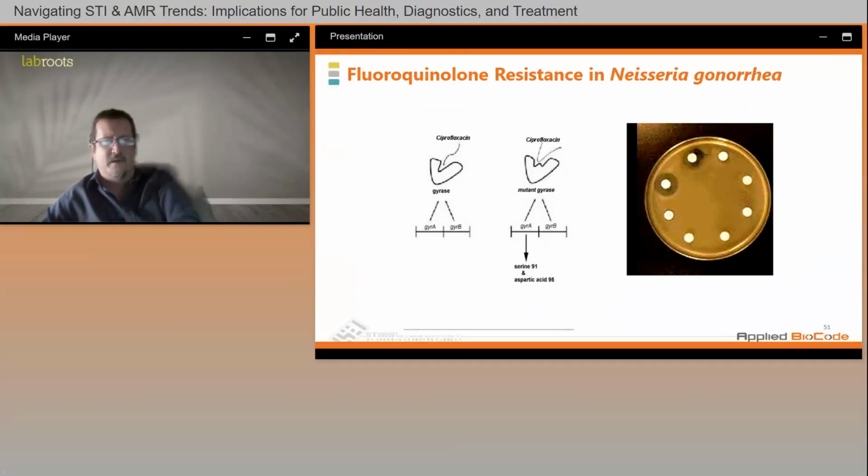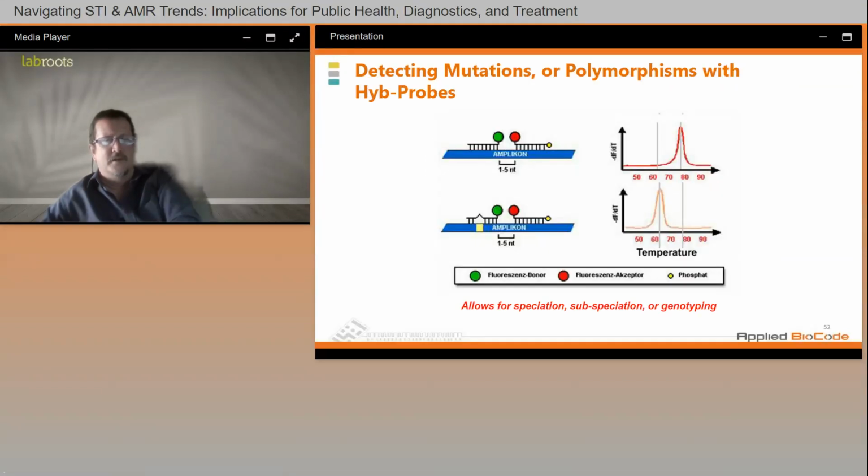And so this serine 91 mutation changes the shape of the binding site of ciprofloxacin in gyrase A, so that ciprofloxacin simply can't inhibit gyrase A function anymore. So you get resistance just by that 1 point mutation. You get a very large amount of resistance. So this is very easy to detect with a PCR that might use a hybridization probe.